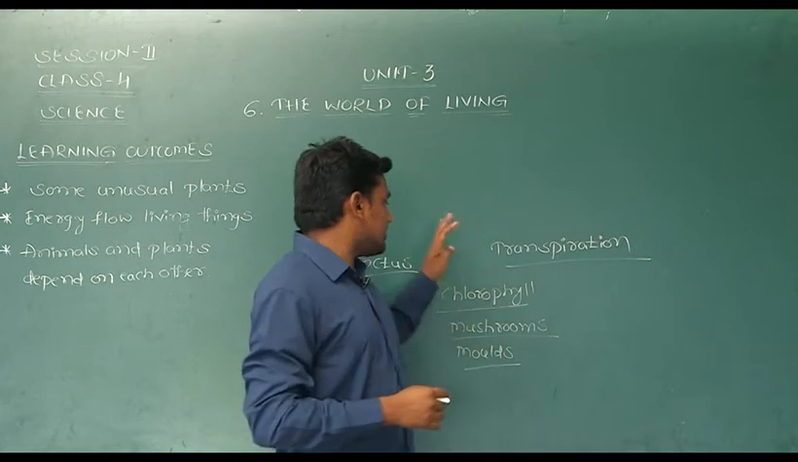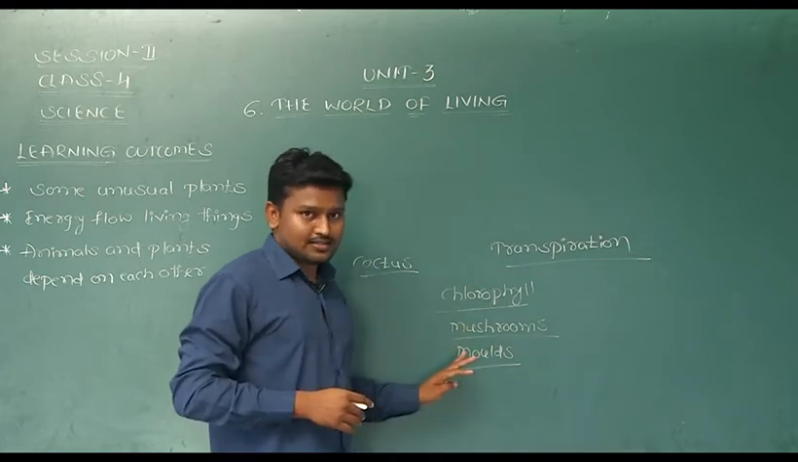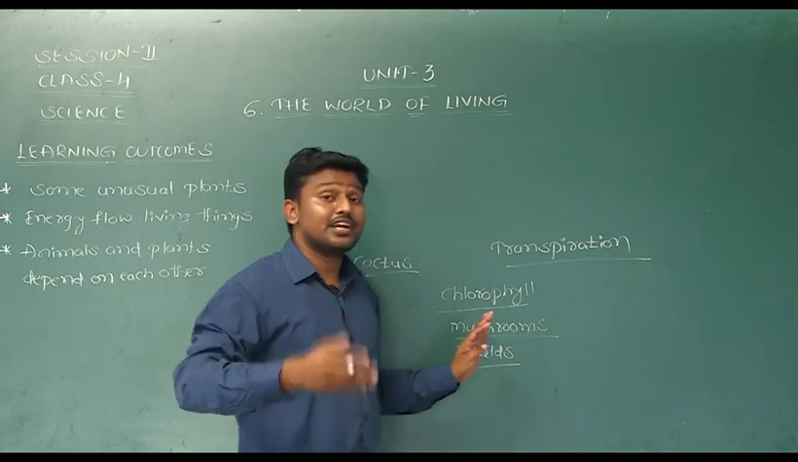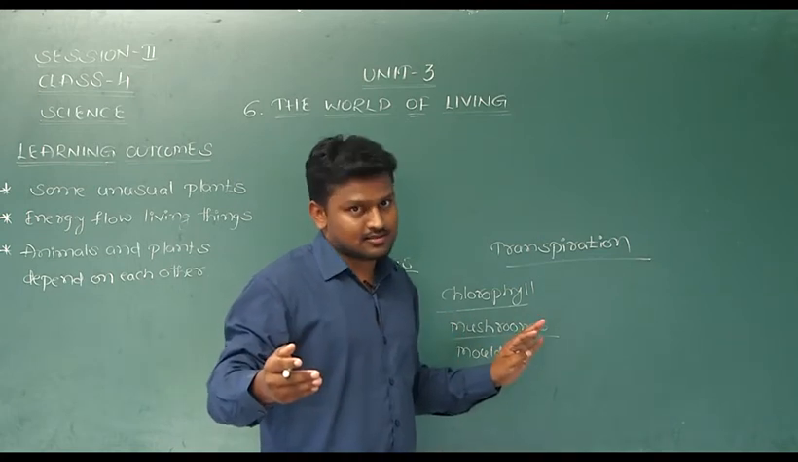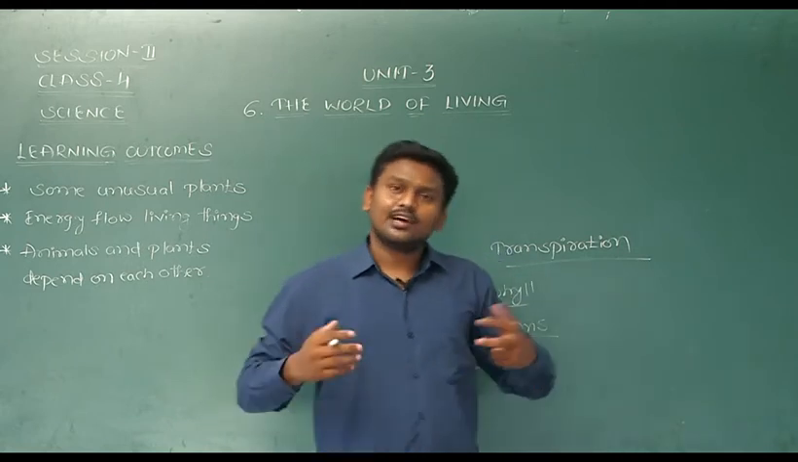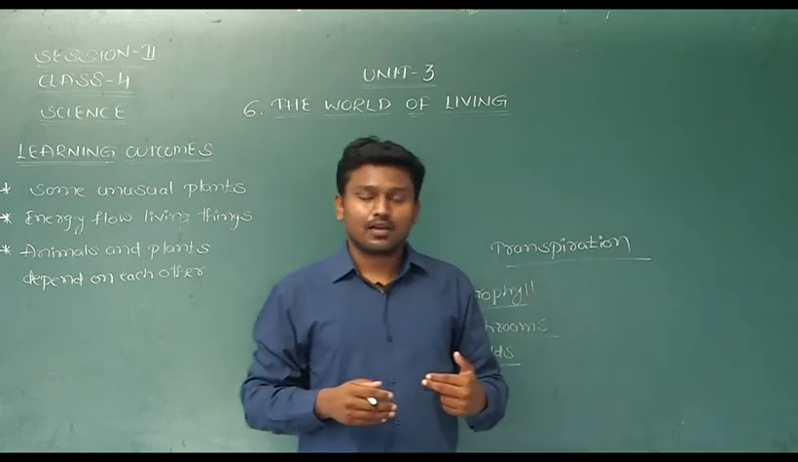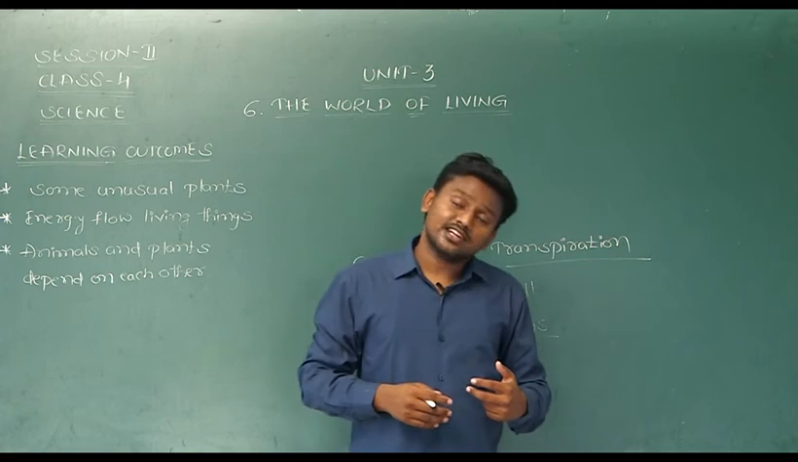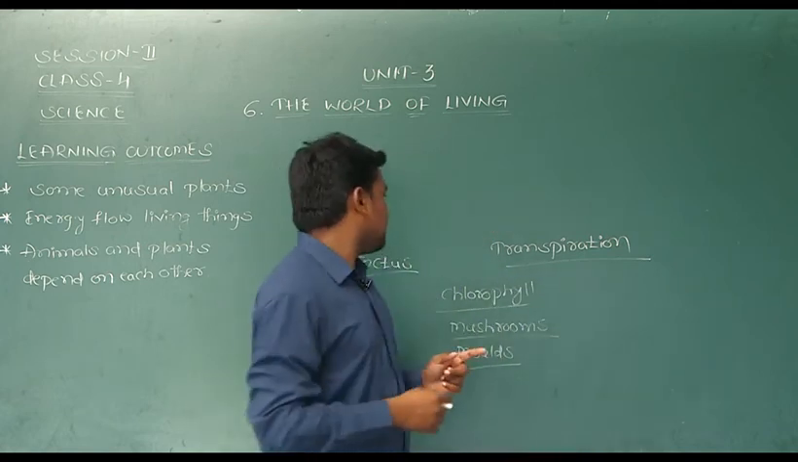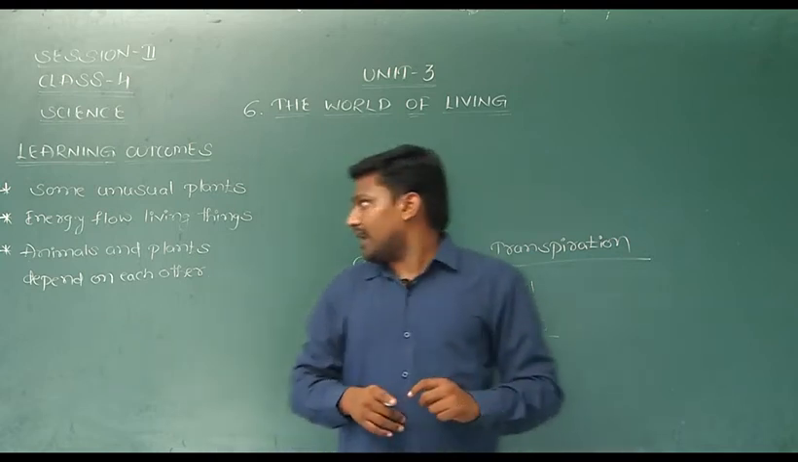Okay, so these are some unusual plants. Other than this, the Venus flytrap generally depends on insects. It traps insects and then eats them. Yes, it is possible: some plants depend on insects also. So these are some unusual plants.